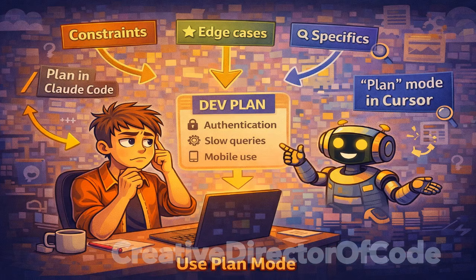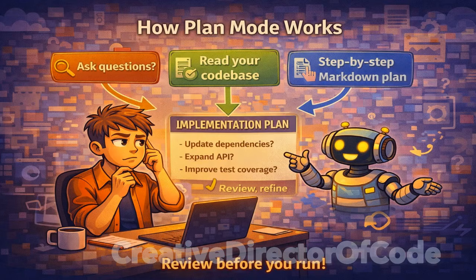One of the easiest ways to do this is to use a dev plan, since most AI coding tools already support this. In Claude Code, you type /plan. In Cursor, you can use plan mode, and other tools have similar features. Here's how it works. Under plan mode, the AI doesn't write any code. Instead, it reads your codebase, asks clarifying questions, and produces a step-by-step implementation plan, usually in Markdown format. You review it, push back on parts that don't make sense, refine it, and only then do you tell it to execute. Think of it as a code review before the code even exists.